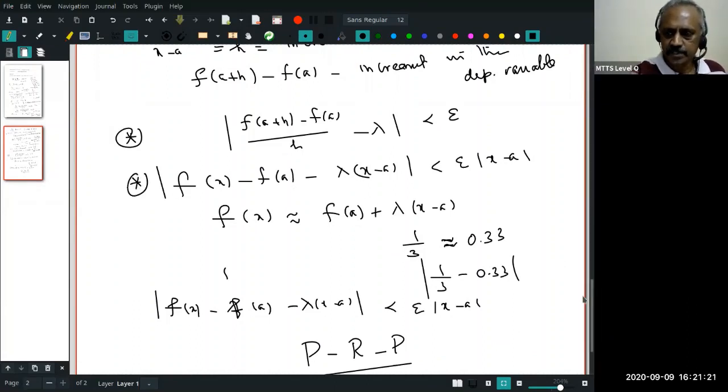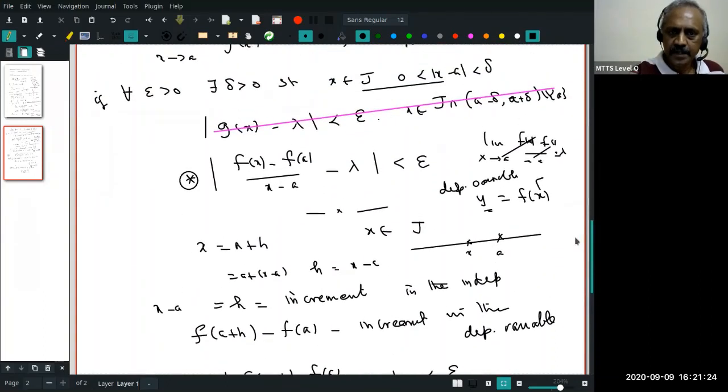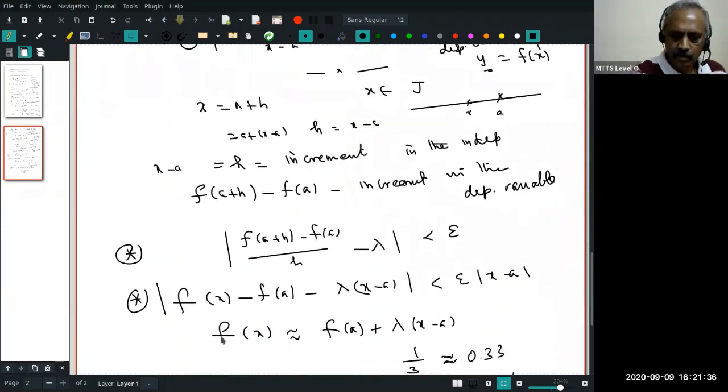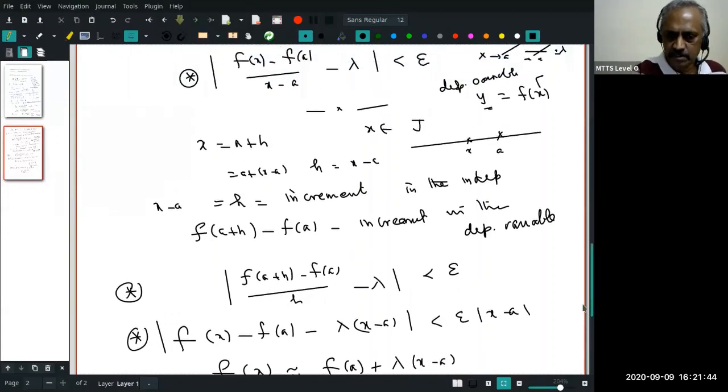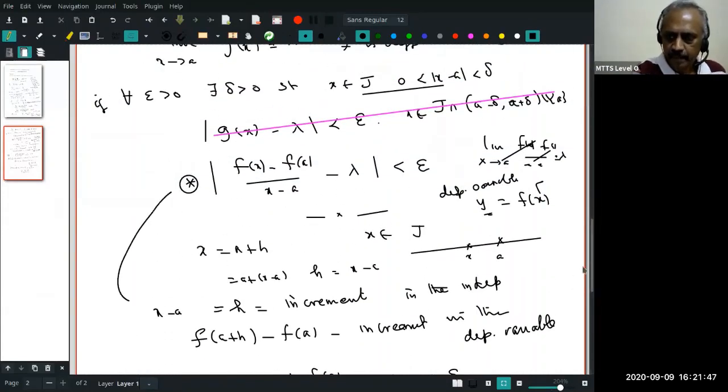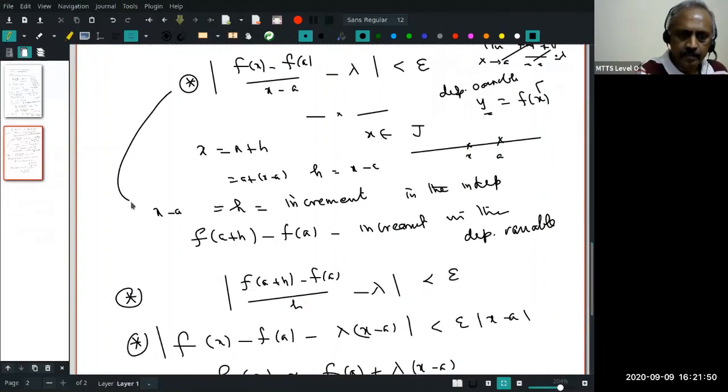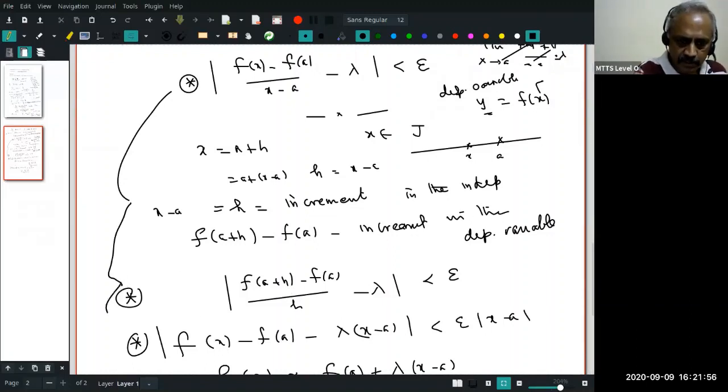When I say f is differentiable at a, then for every epsilon positive, there is a delta positive, so that for all x in J, 0 less than mod x minus a less than delta, this should happen: mod f of x minus f of a minus lambda times x minus a is less than epsilon times mod x minus a, which is the same as this thing. These two are equivalent. These two stars are the same. Do you agree with that? This star is the same as this star. They are identical, and these two are equivalent.